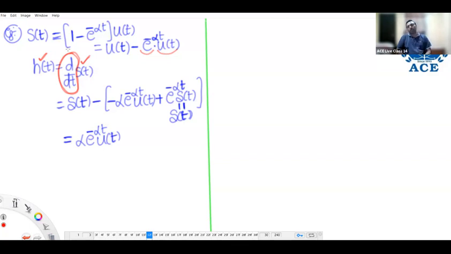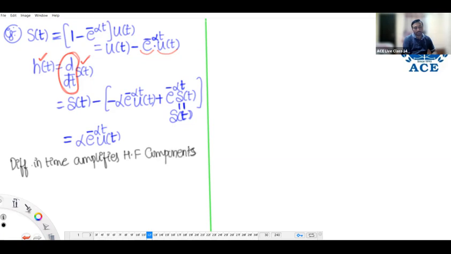Actually, we are solving differential equations, but their implementation is done by which elements? Integrator, adder, multiplier. Why not differentiator? This is the reason. Differentiation in time amplifies high frequency components of the signal, which is generally considered to be noise.